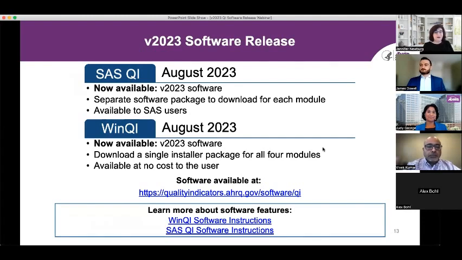This is our software release. This version, the 2023 version of the QI software, released on August 14th, and it's now fully available for our users. SaaS QI users can download the individual software packages for each module that they're interested in, and WinQI users download a single installer for all modules.